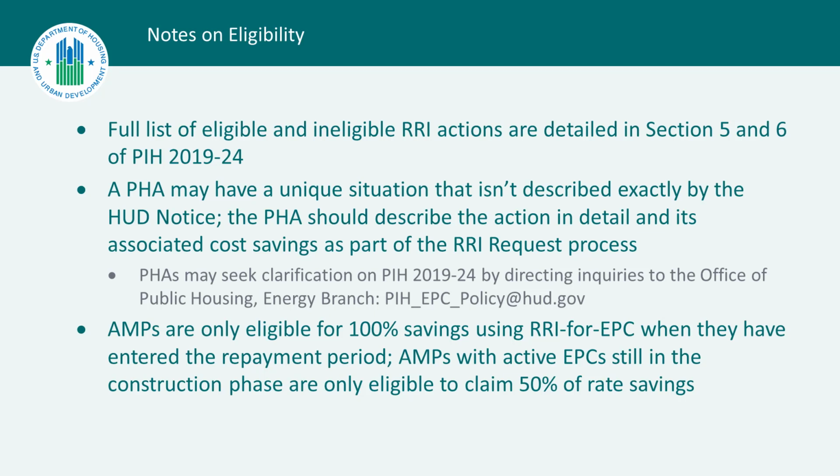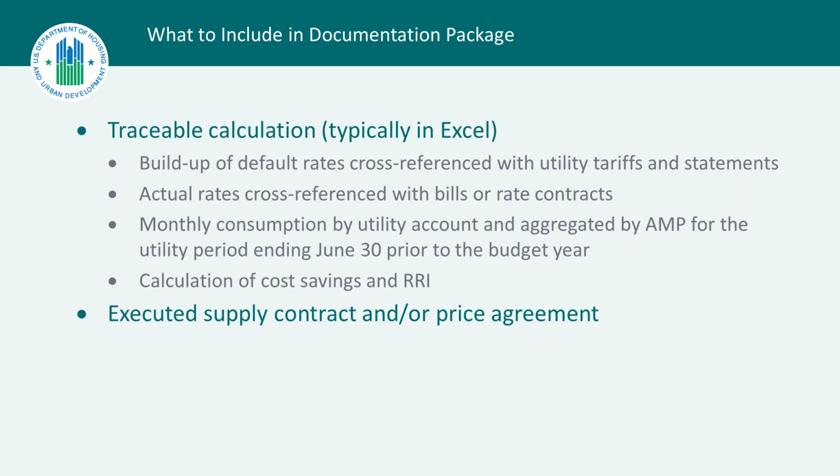AMPs with active EPCs still in the construction phase are only eligible to claim 50% of rate savings. Supporting documentation must be provided with a rate reduction incentive request.